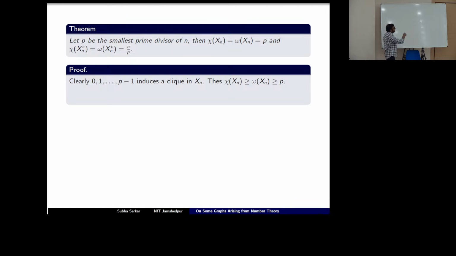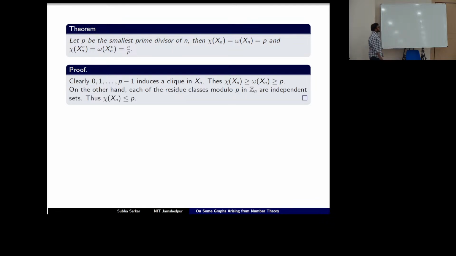And by the bound on chromatic number, the chromatic number of Xn is bigger than or equal to the clique size, which is bigger than or equal to p. Now to prove the other direction, we see that if I take all the residue classes modulo p inside Zn, any residue class forms an independent set, because the difference between any two elements is divisible by p. So it cannot be a unit. Therefore all those elements must be independent.